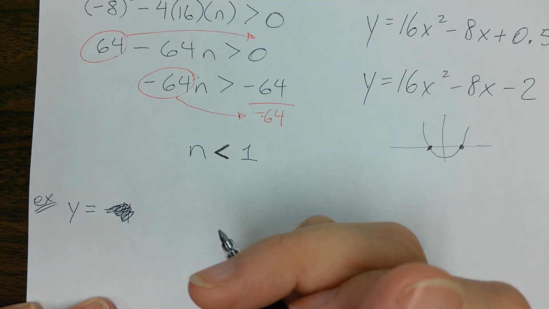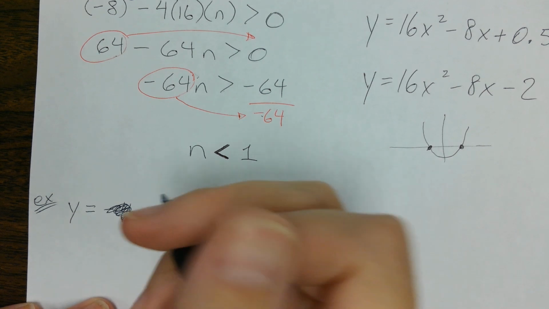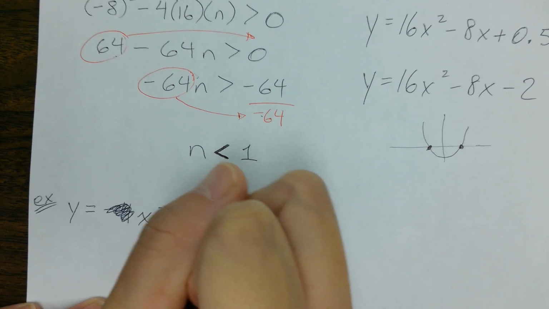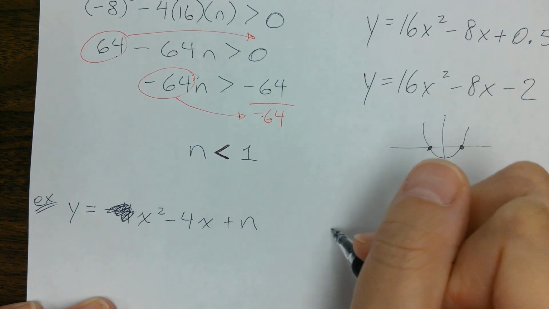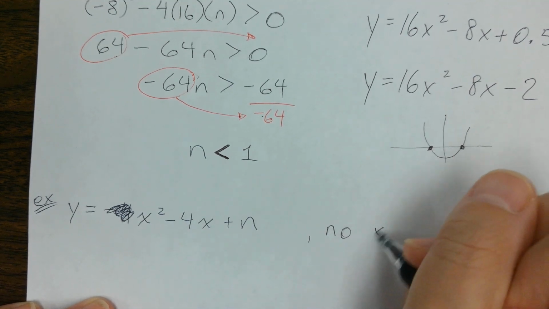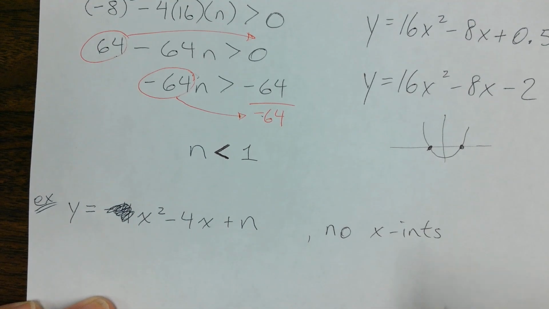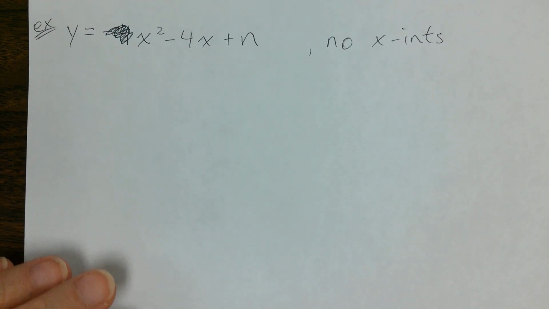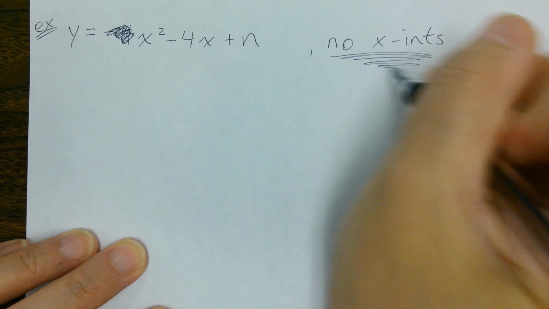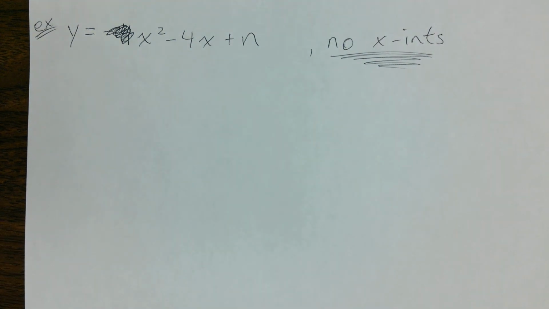y equals x squared minus 4x plus n, and I want no x-intercepts. Okay, let's see if you guys can try this now. So y equals x squared minus 4x plus n, no x-intercepts. Okay, take a minute now, try it.